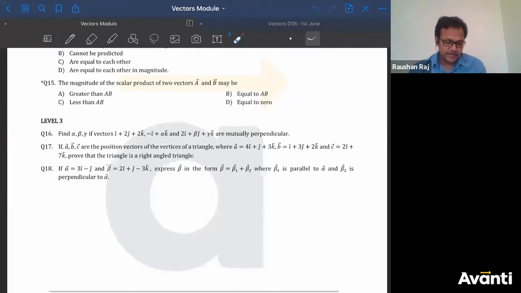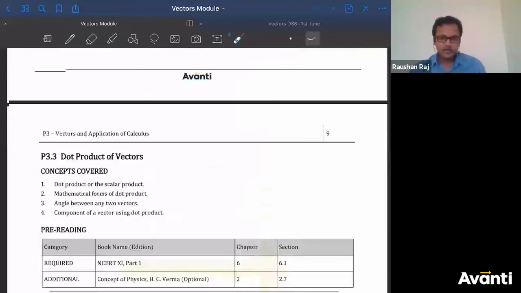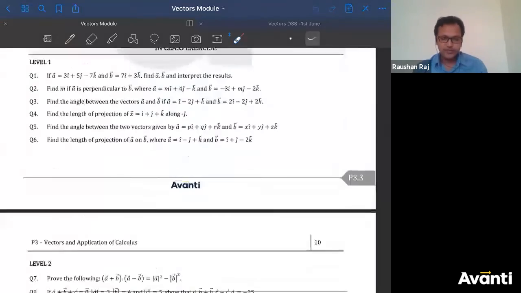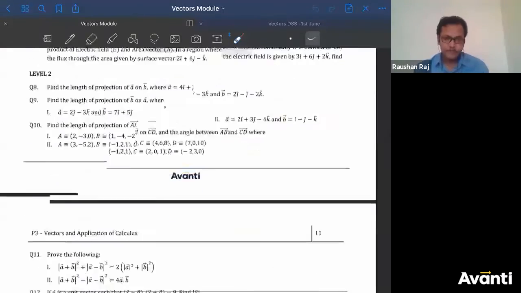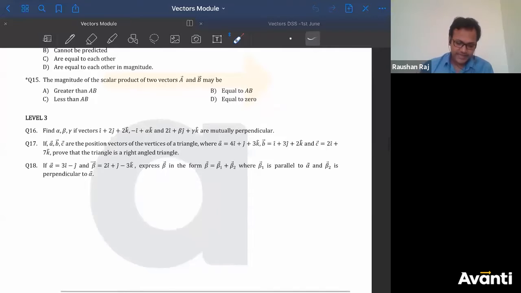So in 17.3, do you have any other doubt? Not 17, 3.3. In this chapter, do you have any other doubt? Let me know. In 3.3, do you have any other doubt? Question number 18.